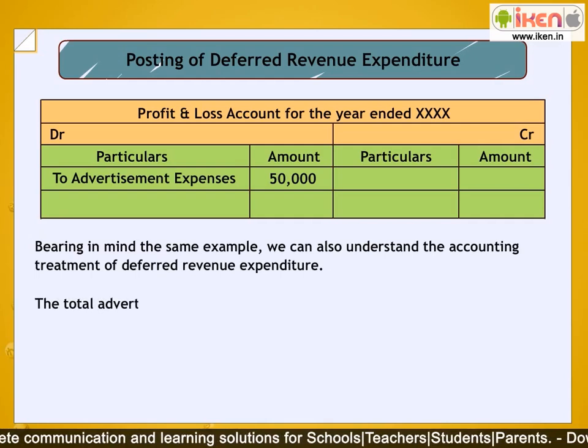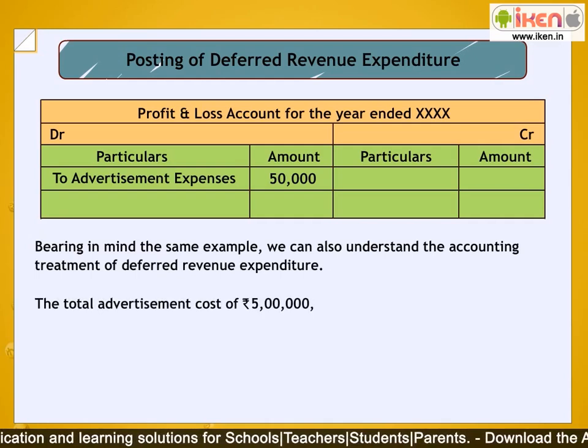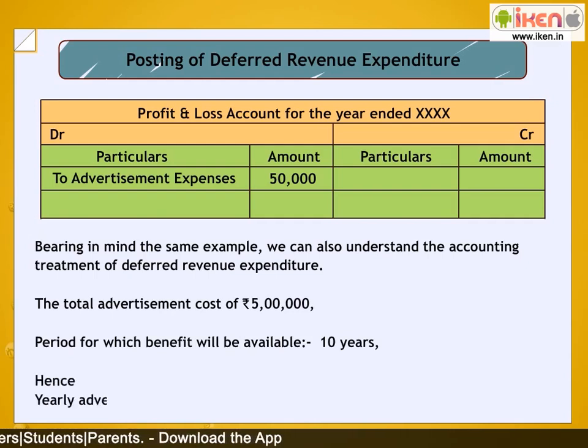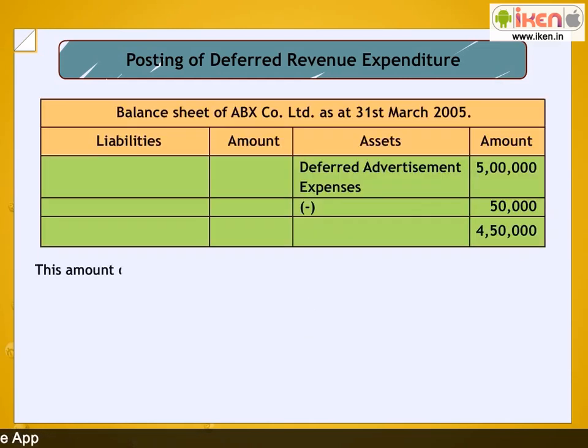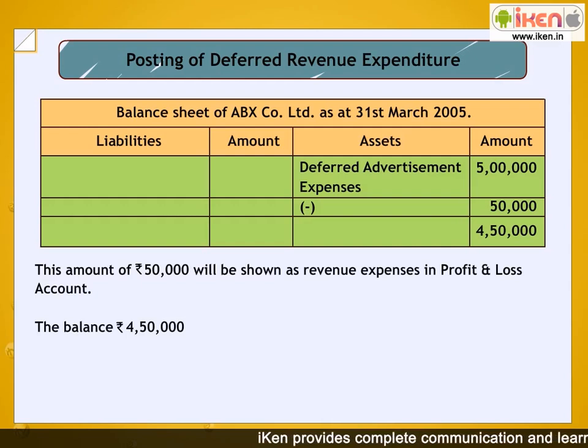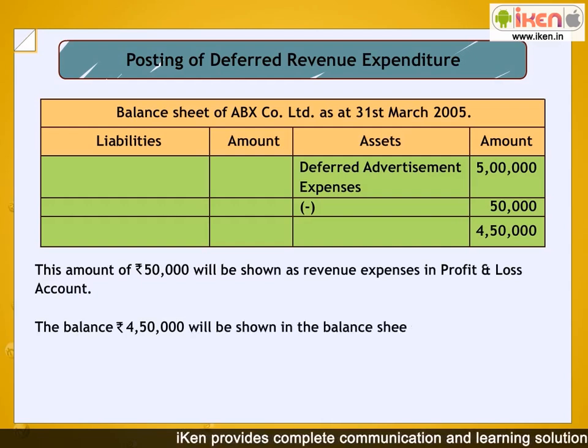The total advertisement cost of 5 lakh rupees. Period for which benefit will be available, 10 years. Hence, yearly advertisement expense, 50,000 rupees. This amount of 50,000 rupees will be shown as revenue expenses in profit and loss account. The balance of 4,50,000 rupees will be shown in the balance sheet.